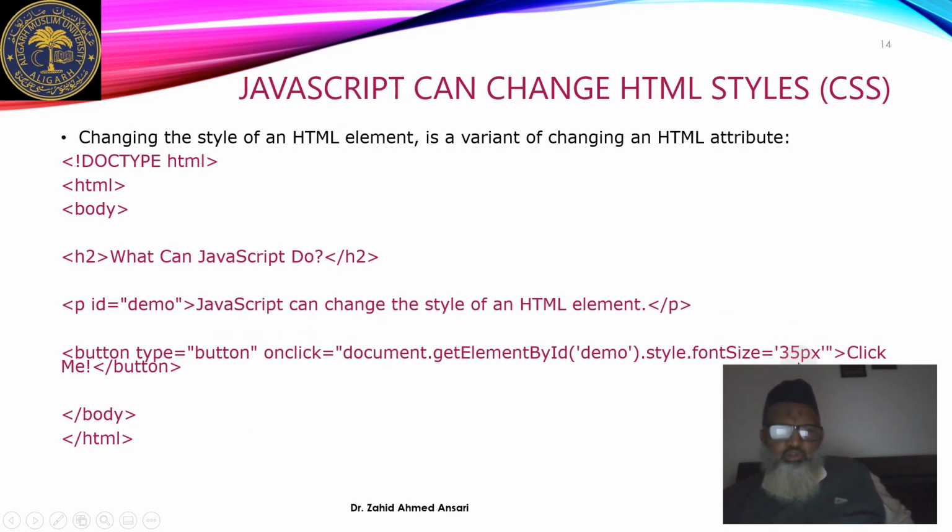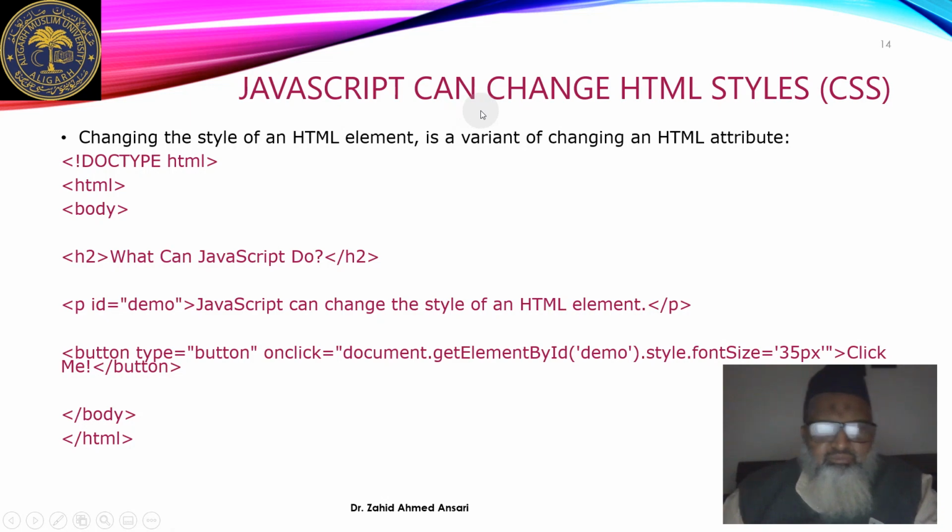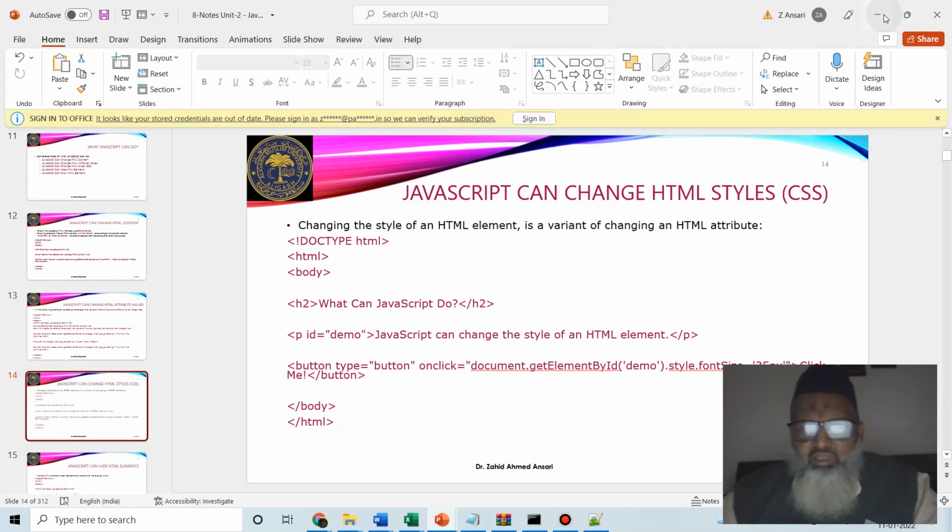Okay. So what we expect after clicking the button is that the text size of this particular paragraph will change. JavaScript can change the style of an HTML element, right? Its font size will change to 35 points or whatever it is. Okay. So shall I show the demo of this to you? Yes, sir.